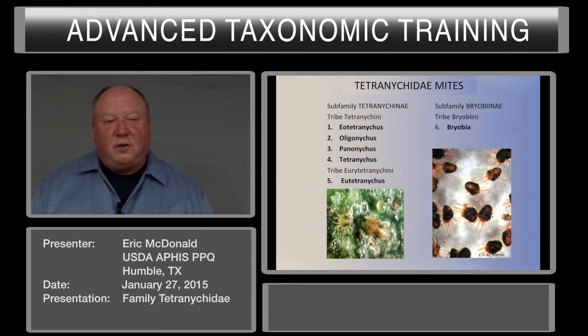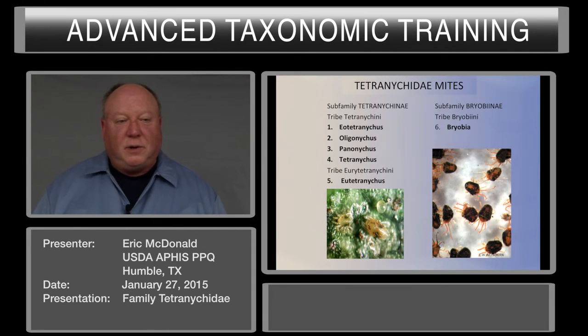Because this family is so large, only 6 genera that are most frequently encountered will be covered in this presentation. They are the genus Tetranychus, Oligonychus, Panonychus, Eotetranychus, Eutetranychus, and Bryobia.